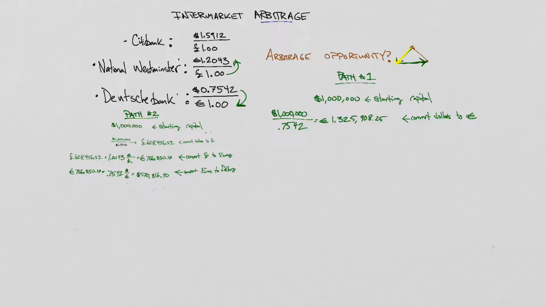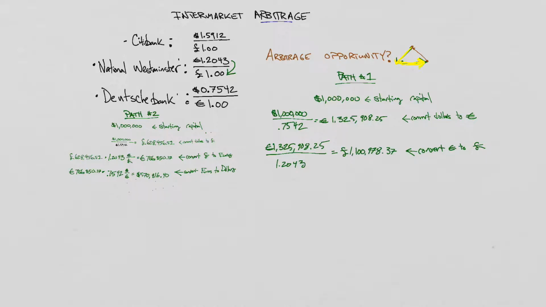And then we take those euros and find a buyer for them in this second leg here. In this case, it looks like the only other buyer is going to be National Westminster, and we're going to get pounds in exchange for euros. Going from euros to pounds, we see that we're going to get a smaller number. So take our euros and divide them by this exchange rate offered at National Westminster of 1.2043 to convert them into the equivalent amount in pounds. That gets us along our second leg of the journey here.